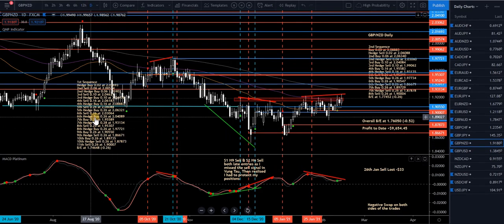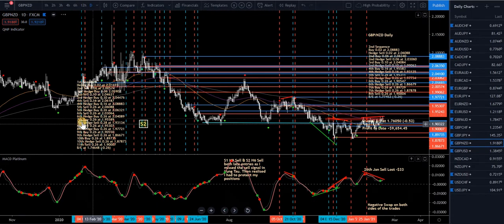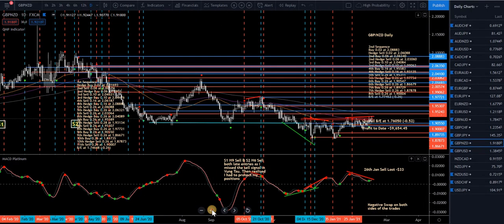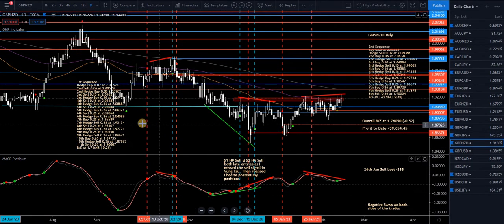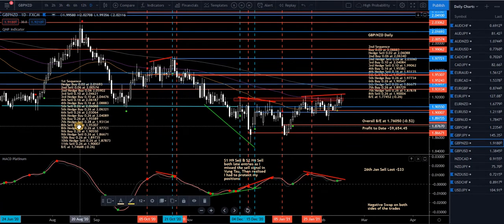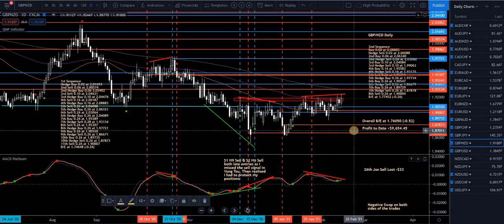Now you'll see 1, 2 sequences from way back here. So one sequence starts here, second sequence starts there. This is a pair that's given me a bit of, not a lot of grief, but there's certainly a lot of trades on, as you can tell. But I'm not too far. Yeah, here we go. It's a bit hard to read because it's a bit messy, but you can read that. Pause the video. Profit to date somewhere in here, 9,600, is it?